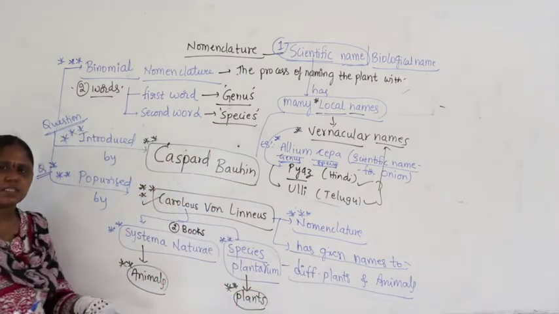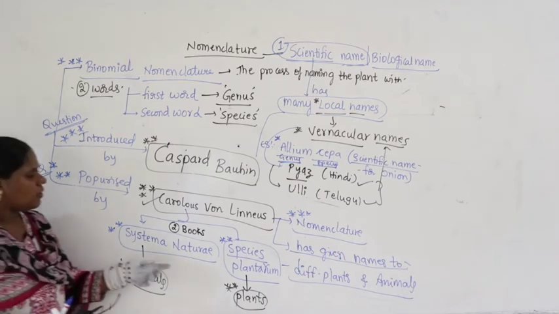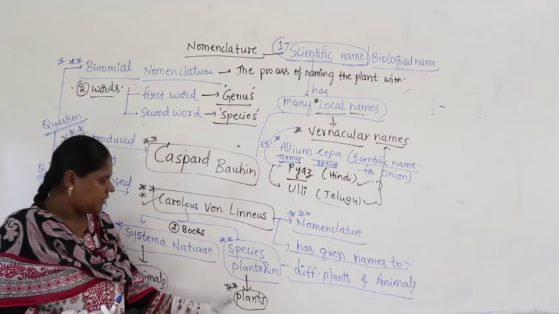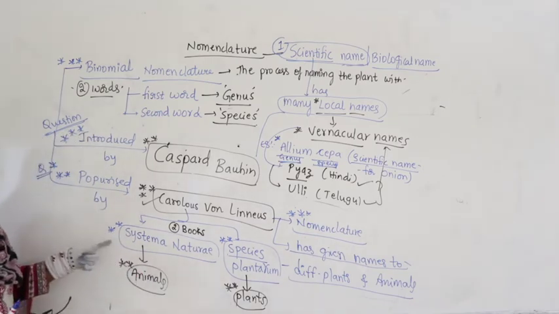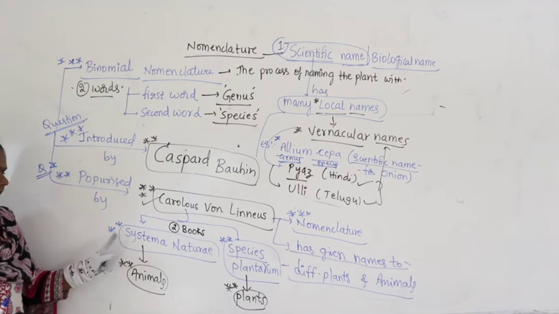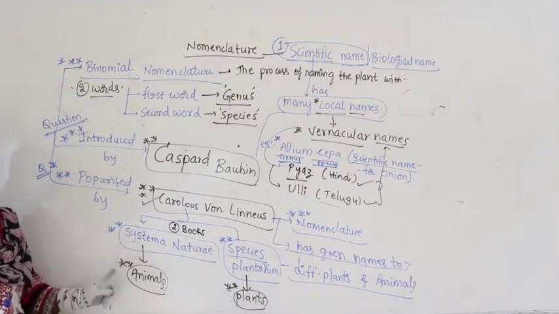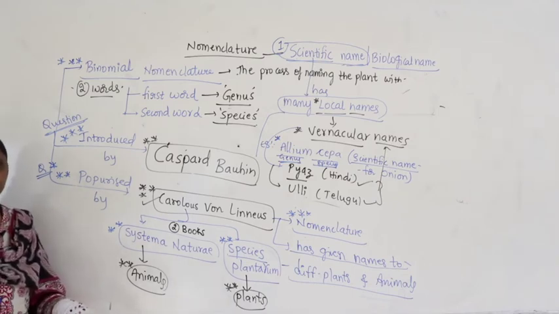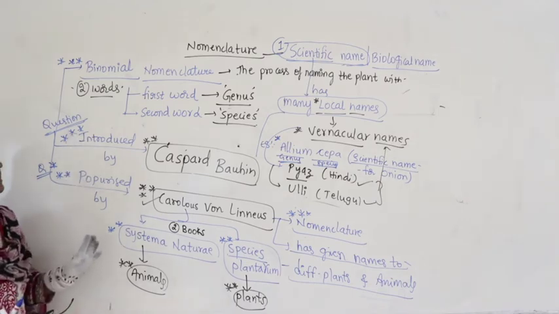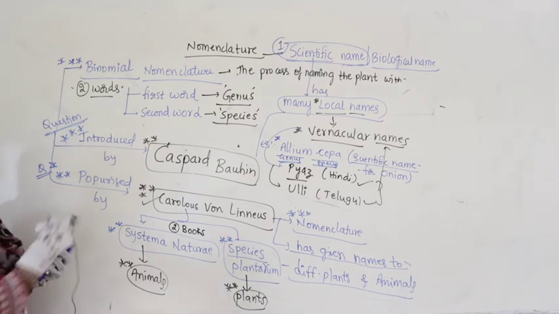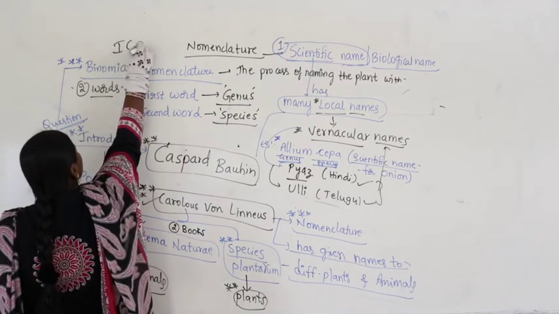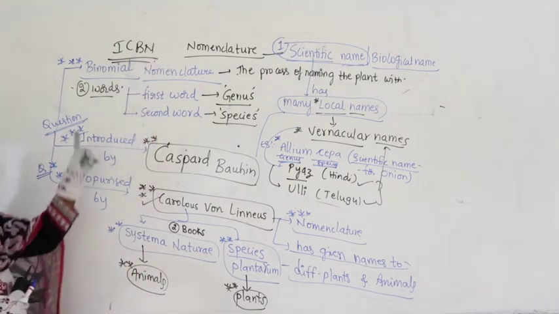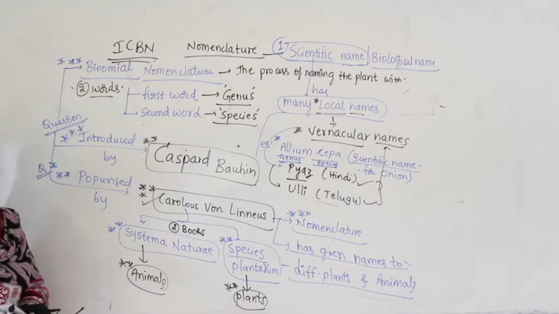What names did he give for plants? He wrote a book called Species Plantarum that describes the scientific names of plants. Another book he wrote is Systema Naturae, which describes the identified names of animals. So, the universally accepted system till today is binomial nomenclature, and here we follow the rules and regulations of ICBN. What is ICBN? International Code of Botanical Nomenclature.